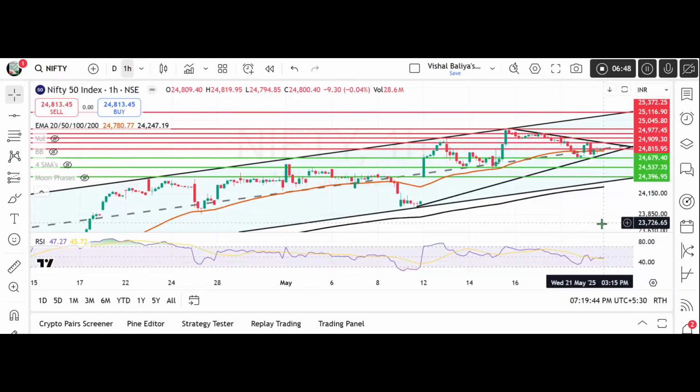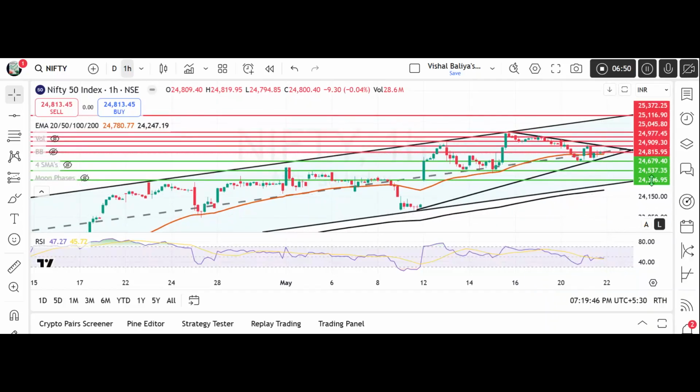Okay. So the probable resistances are 24815, 24909, 24977, 25045, 25116, and the channel top resistance seems to be near 25372.